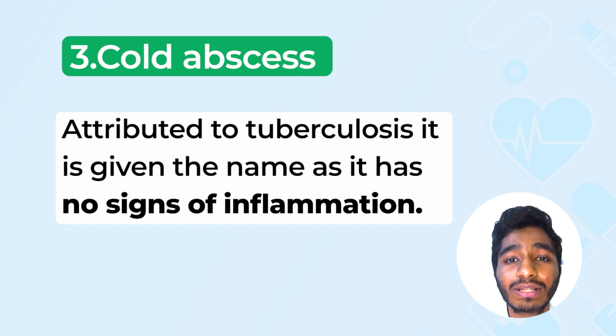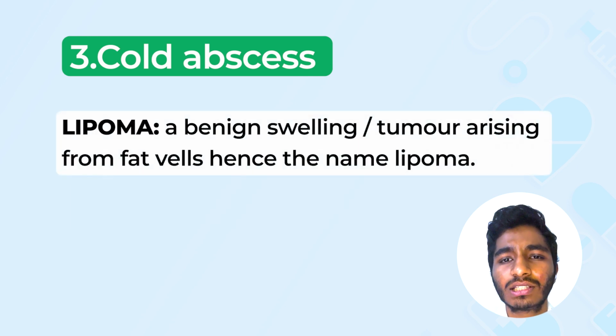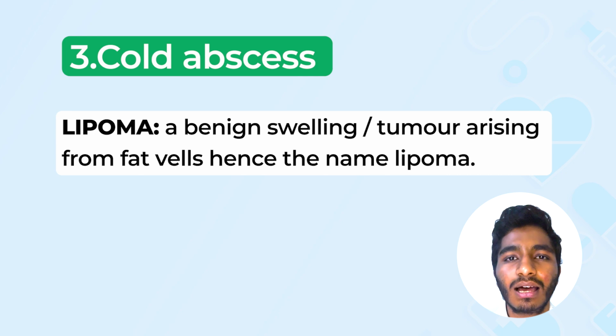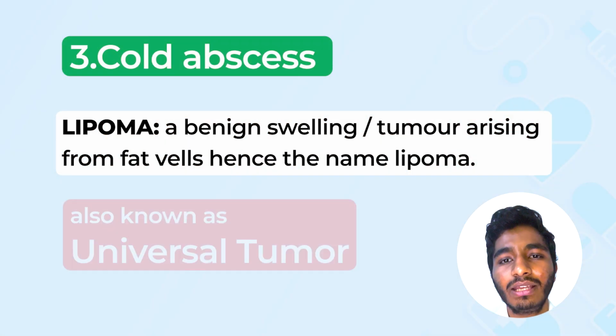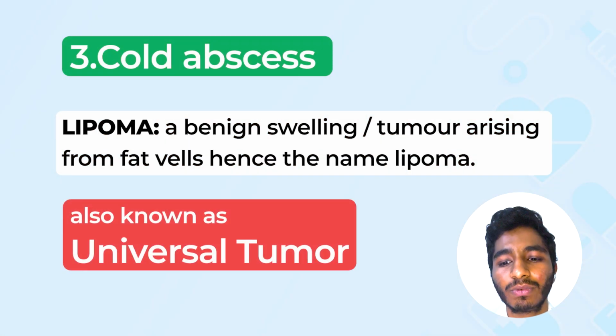Now, after we've dealt with abscesses which are painful, which are incised, drained, and have pus, we move on to a fairly benign swelling, this swelling being called a lipoma. As the name suggests, a lipoma is nothing but a collection of fat globules, and it is also called a universal tumor, as it can be present within any part of the human body.